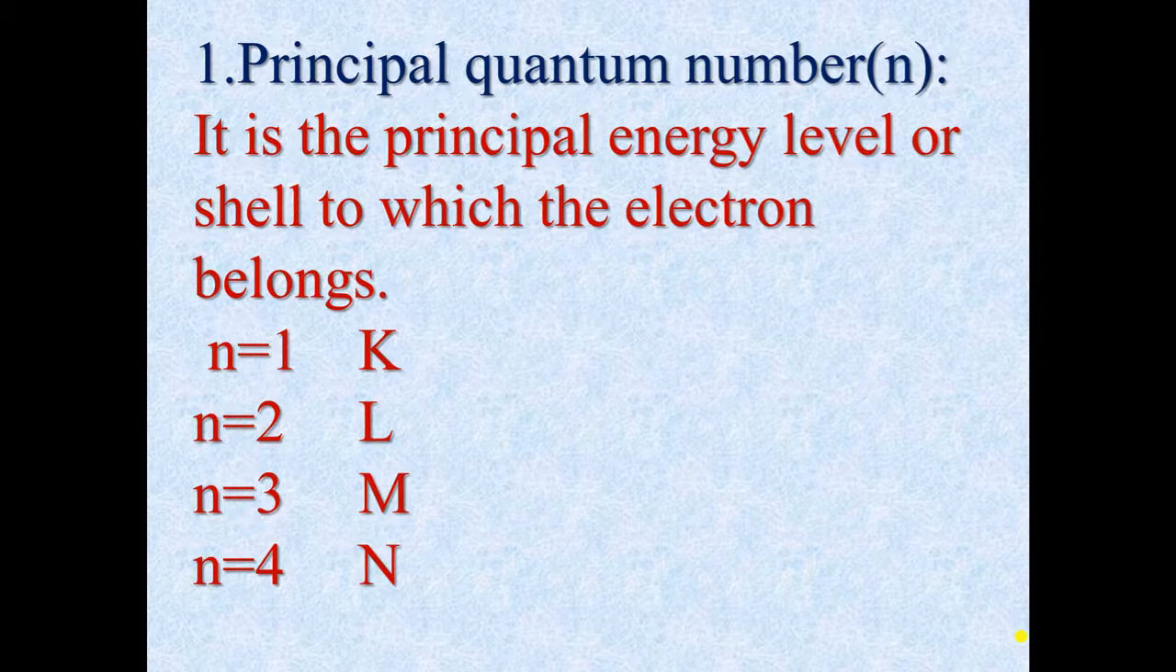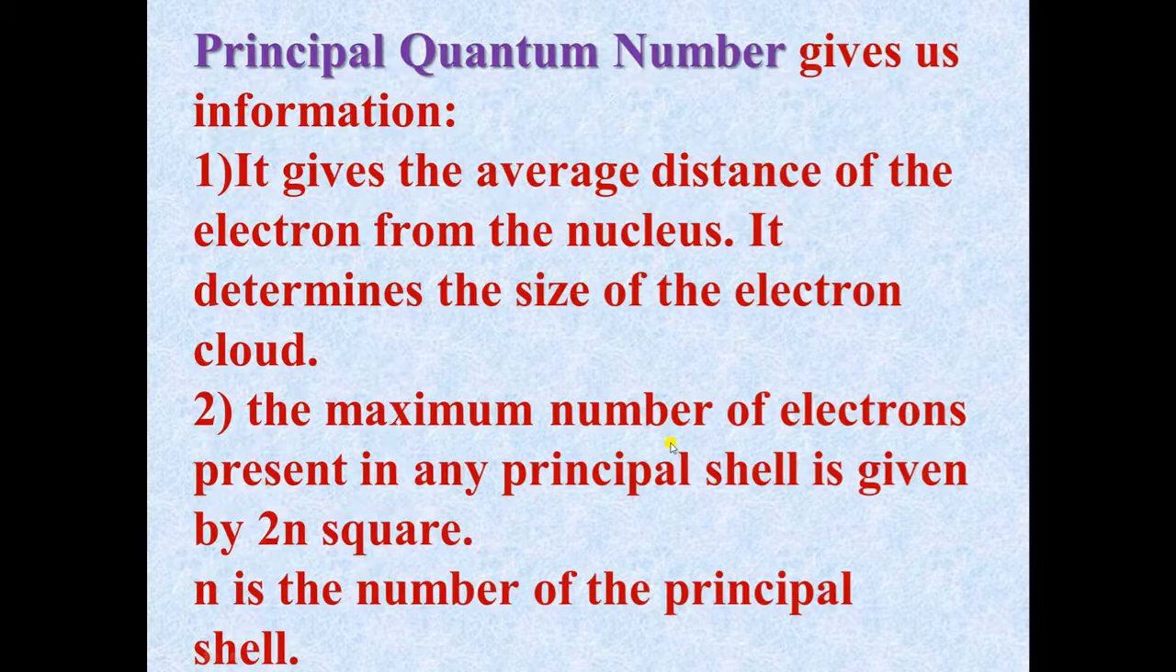Now principal quantum number gives us information about total number of shells which are present in an atom. Now here n represents the number of shell. Principal quantum number is represented by small n. So here if value of n is 1, then it is designated by capital K. If value of n is 2, then it is designated by capital L. In the same way, n is equal to 3 is capital M, and n is equal to 4 is capital N, and so on.